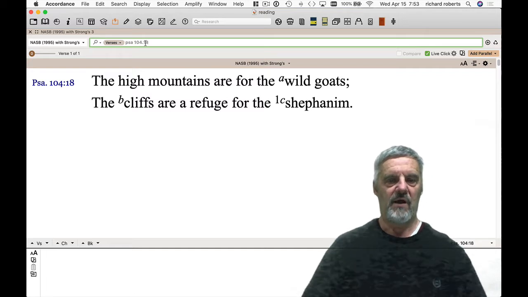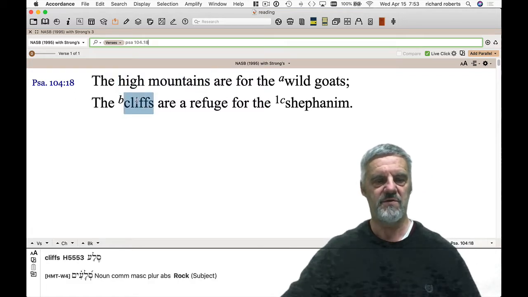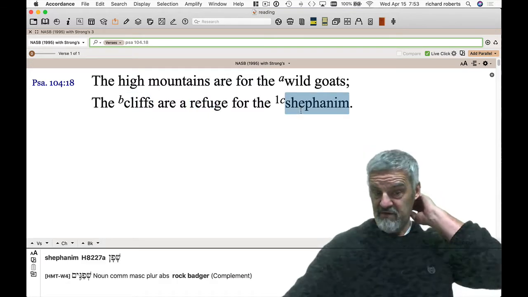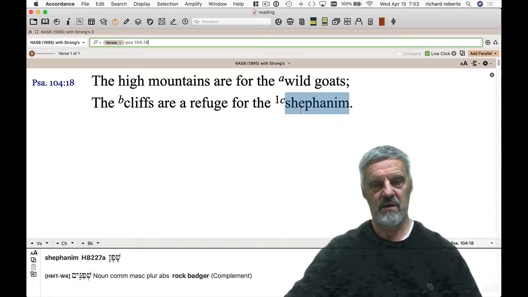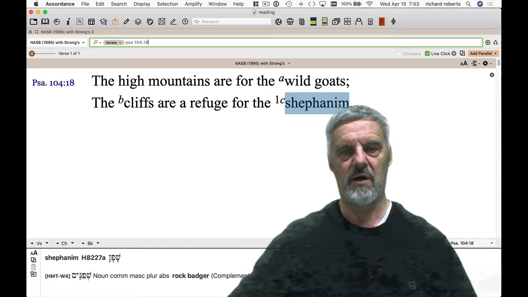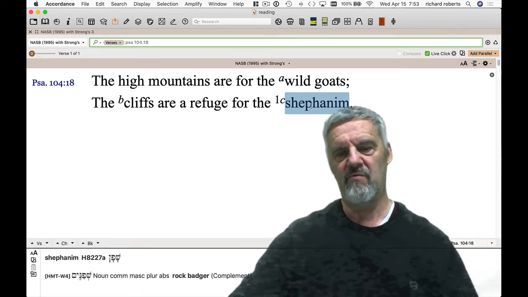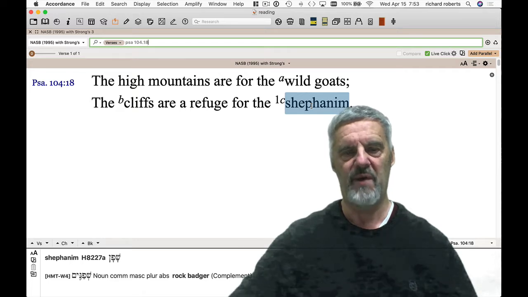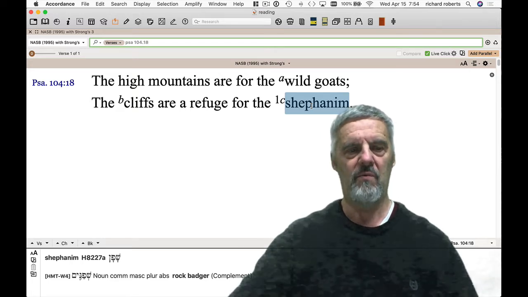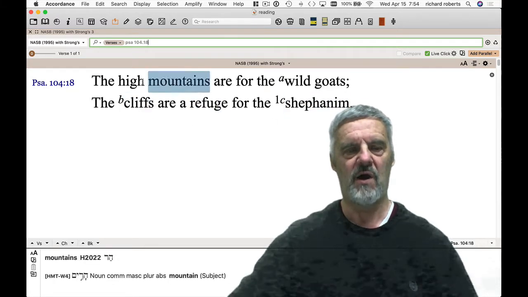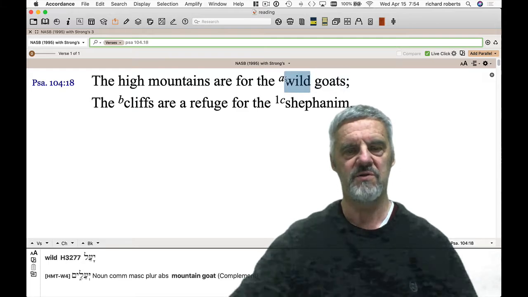The high mountains are for the wild goats. The cliffs, this is one of our words for rock here, are a refuge. So the connection there for the Shephanim, which is simply a Hebrew word that's been transliterated into English letters. According to most commentaries, they're not really sure what this is, but other translations will translate this as a rock badger. And why would a rock badger be in the cliffs? Well, because it's a refuge, just as the high mountains are a refuge for wild goats.